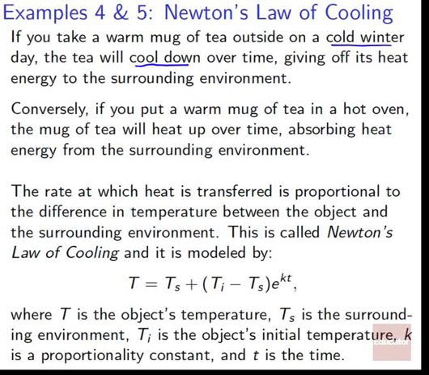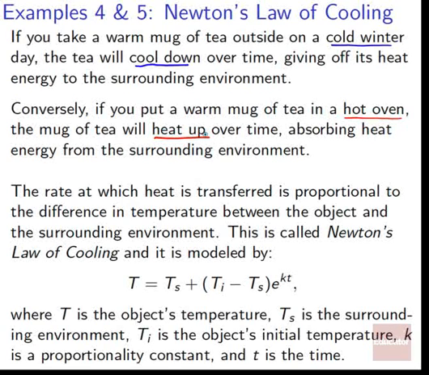Conversely, if you put a warm mug of tea into a hot oven, it's going to heat up because the hot oven is a hot environment. It's hotter than the mug of tea is, so it's going to put heat energy into the mug of tea. Our mug of tea will absorb heat energy from its surrounding environment. So if we've got a hot object in a cold environment, the hot object will radiate out energy and go to the cold environment. If we've got a cold object in a hot environment, it will pick up that energy and become hot, just like the environment it's in.